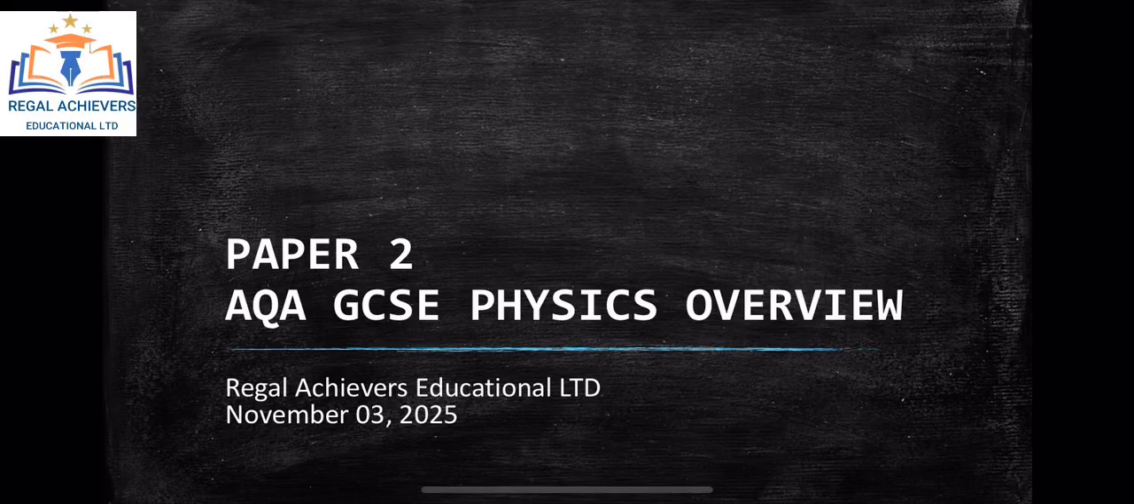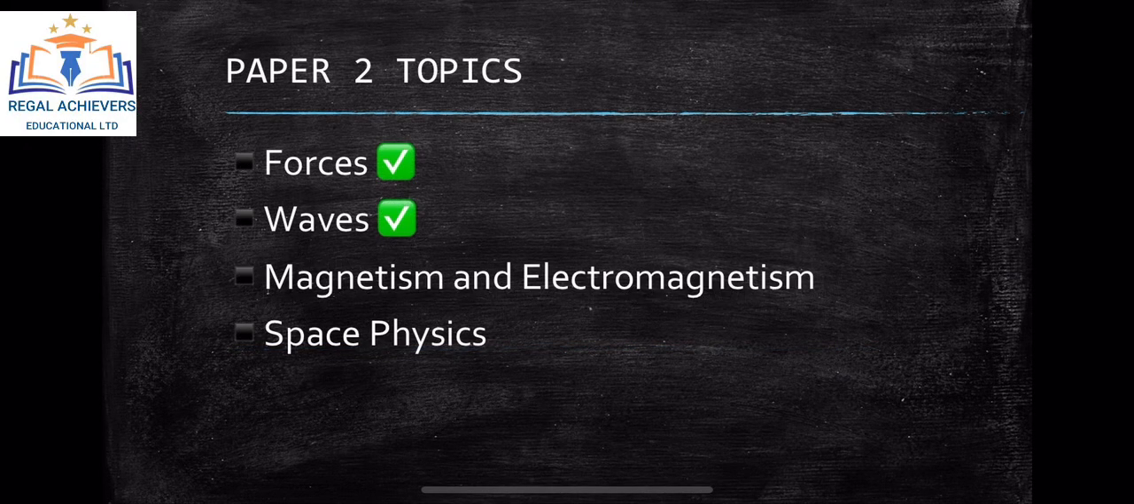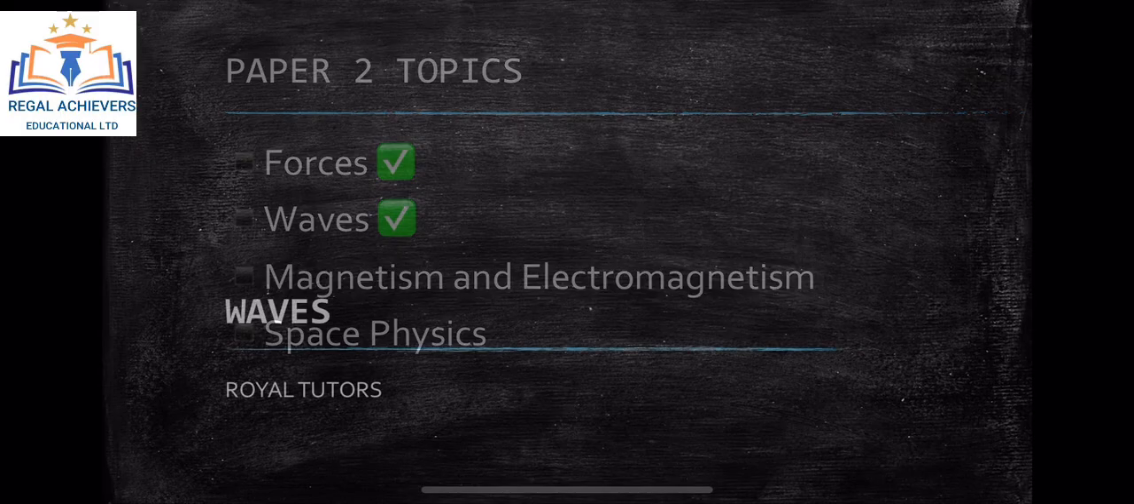Today, we are going to continue from where we stopped the last time by reviewing the AQA GCSE Physics Paper 2. For today, we'll be looking at waves. In our last class, we were able to review the topic on forces.